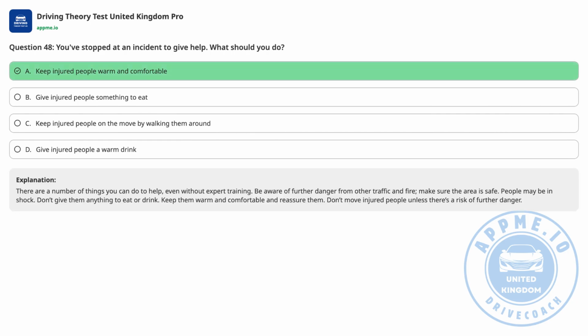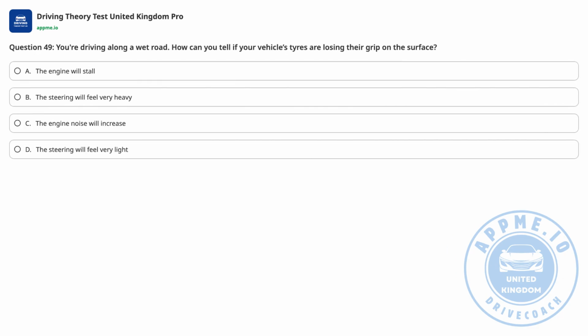The correct answer is A. Question 49. You're driving along a wet road. How can you tell if your vehicle's tires are losing their grip on the surface? A. The engine will stall. B. The steering will feel very heavy. C. The engine noise will increase. D. The steering will feel very light.